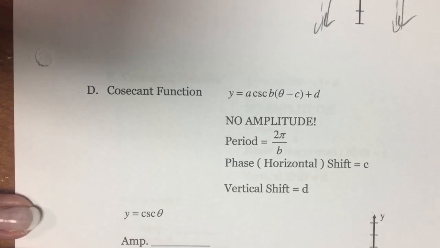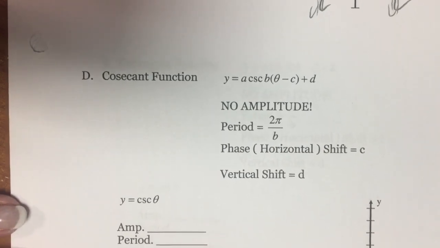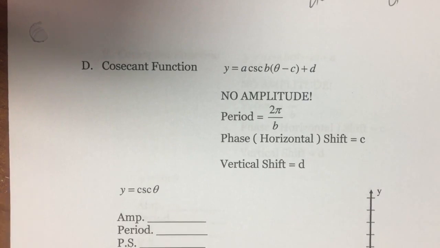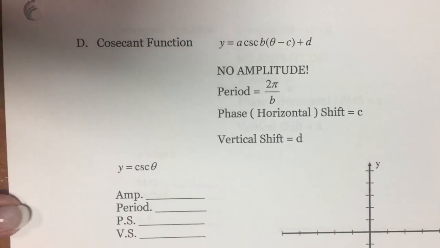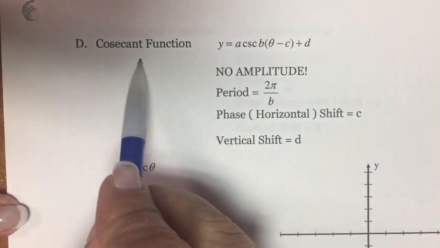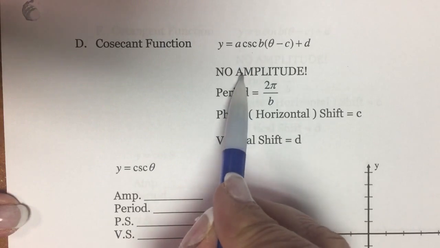All right, so this would be section 6.4 through 6.6, part 2. So now we're going to go into our reciprocal functions and look at those graphs. So these are going to be a little bit different. So we're going to do the cosecant function. Looks like this. Again, no amplitude. As I said, sine and cosine are the only two that have an amplitude.